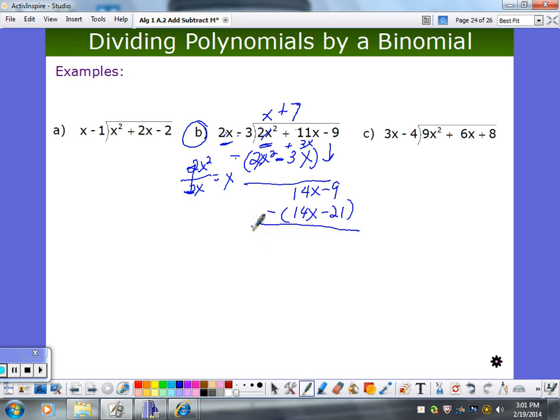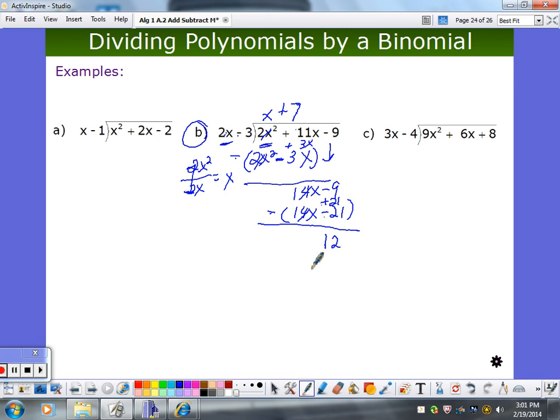Now this one is not just the same thing minus same thing. I got to think about it a little bit. These should always cancel out when they do. Negative 9 minus minus. So what's negative 9 plus 21? 12. Oh. So this one has a remainder.